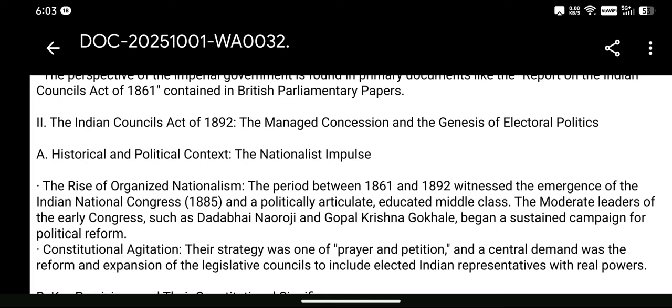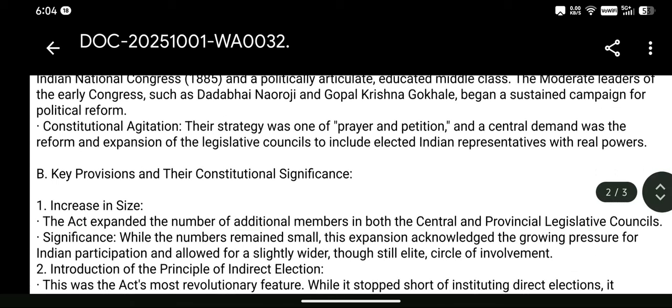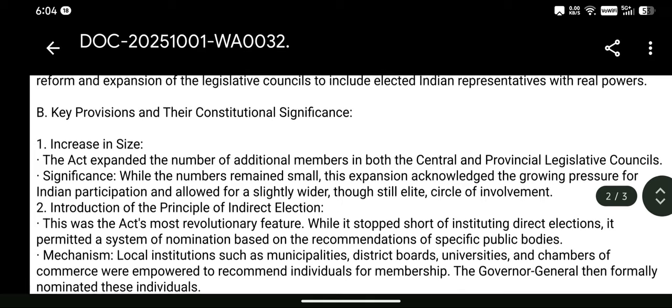The period between 1861 and 1892 witnessed the emergence of the Indian National Congress in 1885 and a politically articulate educated middle class. The moderate leaders of the early Congress, such as Dadabhai Naoroji and Gopal Krishna Gokhale, began a sustained campaign for political reform. Constitutional agitation was their strategy, one of prayer and petition, and the central demand was the reform and expansion of the Legislative Council to include elected Indian representatives with real powers.